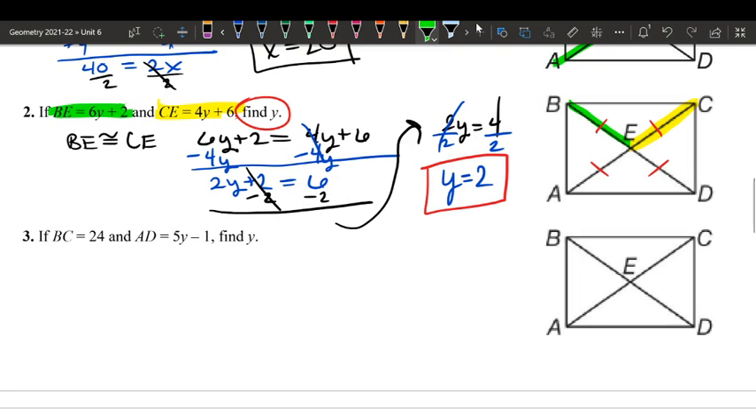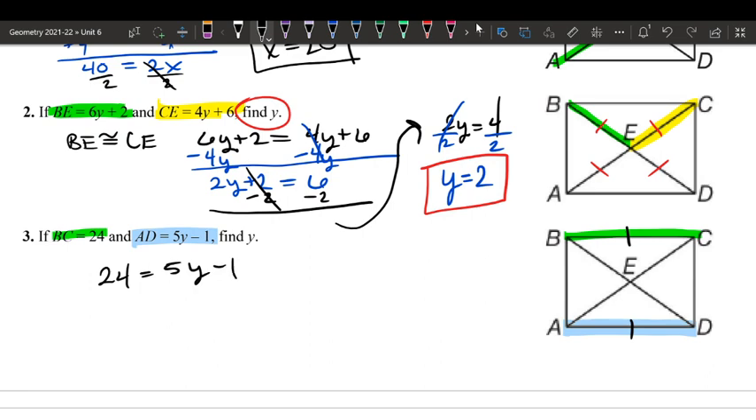All right, so BC is 24. AD is 5y minus 1. This is an easy one, right? That's a property of a parallelogram. Opposite sides are congruent. So that means, again, they're equal. So BC equals AD, so 24 equals 5y minus 1. So here I'm going to add 1.